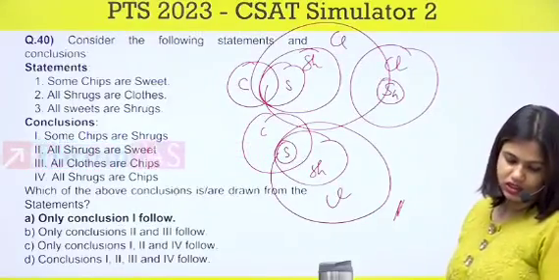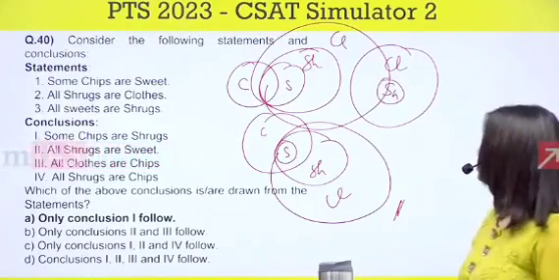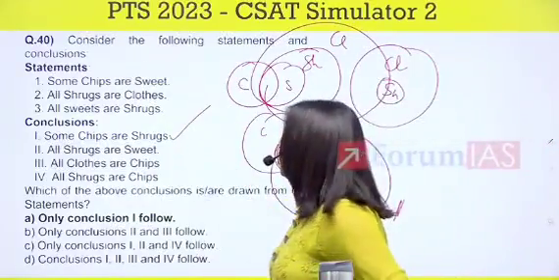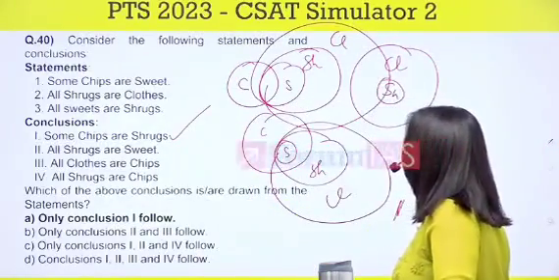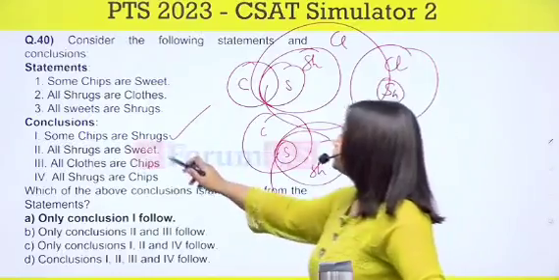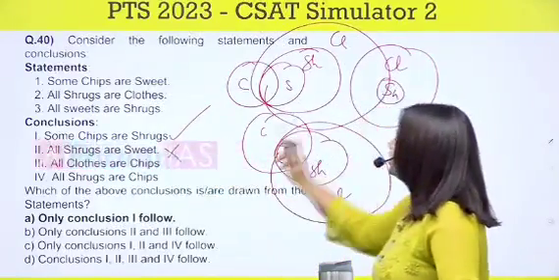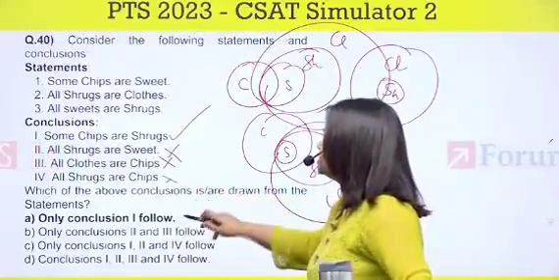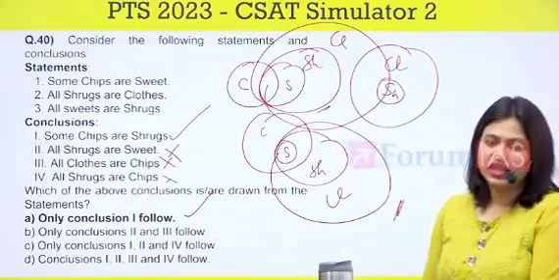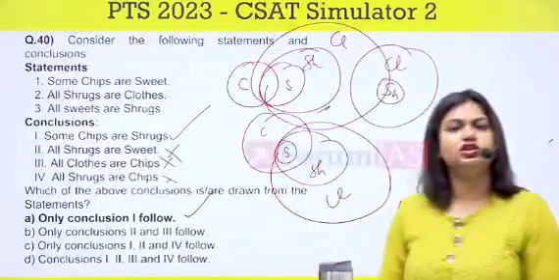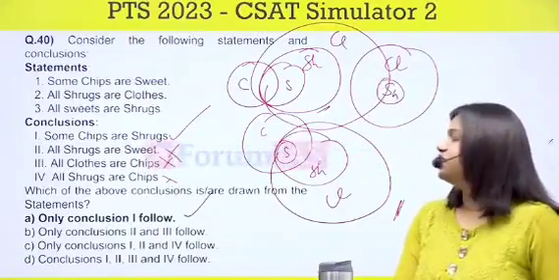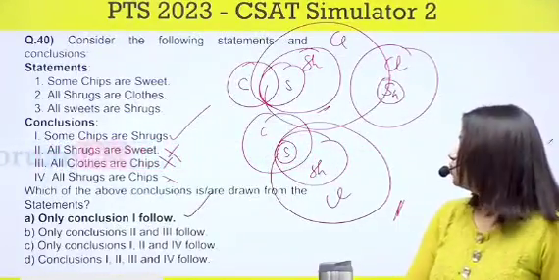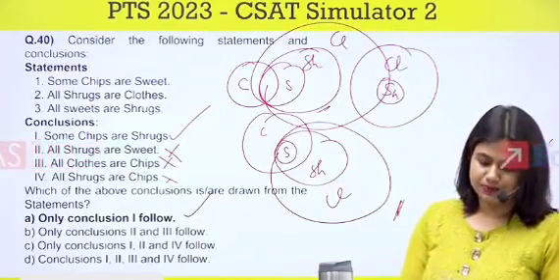Now, what are the conclusions? Some chips are shrugs. That is true. All shrugs are sweet. Not necessary. All clothes are chips. Again, not necessary. All shrugs are chips. Again, not necessary. Only conclusion one follows. So if I have that clarity in my mind, then there is no doubt about what is happening. If I get confused, then I will get stuck in this question forever. Okay. So question 40, correct answer is option A.